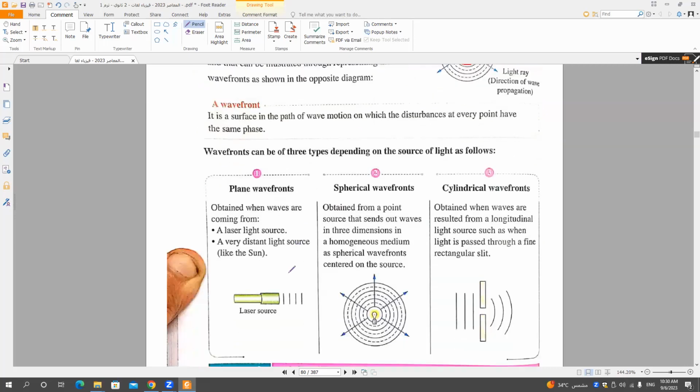Okay, a wavefront may be plane, like this, in a straight line like a laser source, or spherical like an ordinary lamp, or cylindrical, obtained from waves resulting from a linear light source, such as when light passes through a fine rectangular slit like the hole of a door. When light travels through a very small slit, it will make a cylindrical wavefront like this, يا شباب.